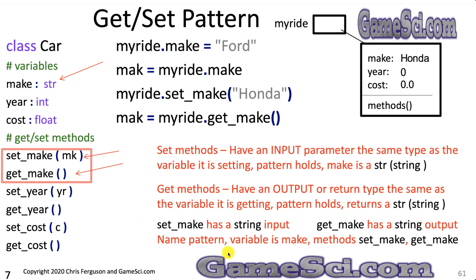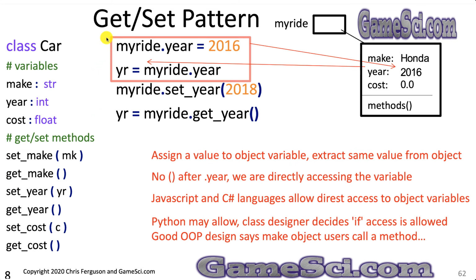We also have a name pattern. If the variable is called make, we usually call the methods setMake and getMake. Let's do another example with the year variable this time. myride.year equals 2016. Go to the myride reference. The dot says go inside of it, and this time change the year variable. Now how do I know I'm accessing the year variable and not a method? No parentheses. So directly change the year variable, then pull the value out of the year variable and store it to the variable YR. We are putting something into the object, and we are extracting that same piece of data right out of the object.